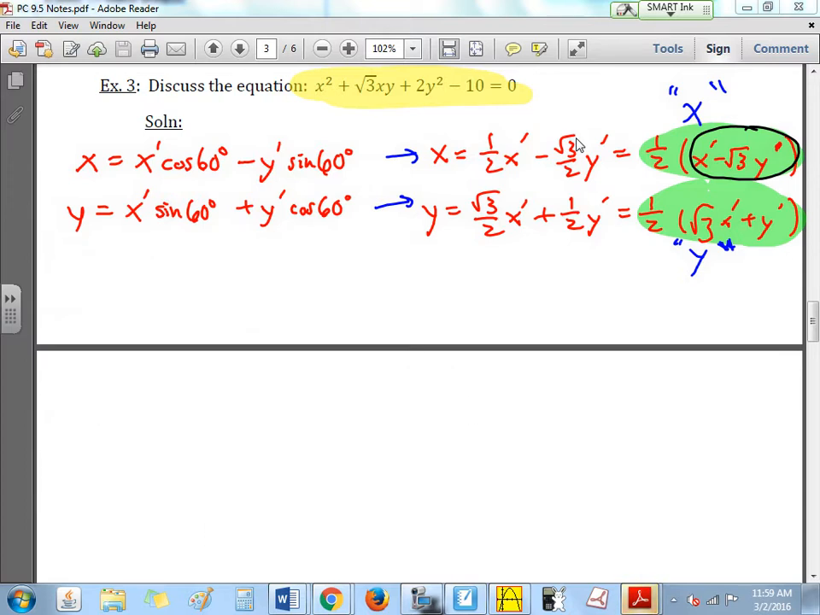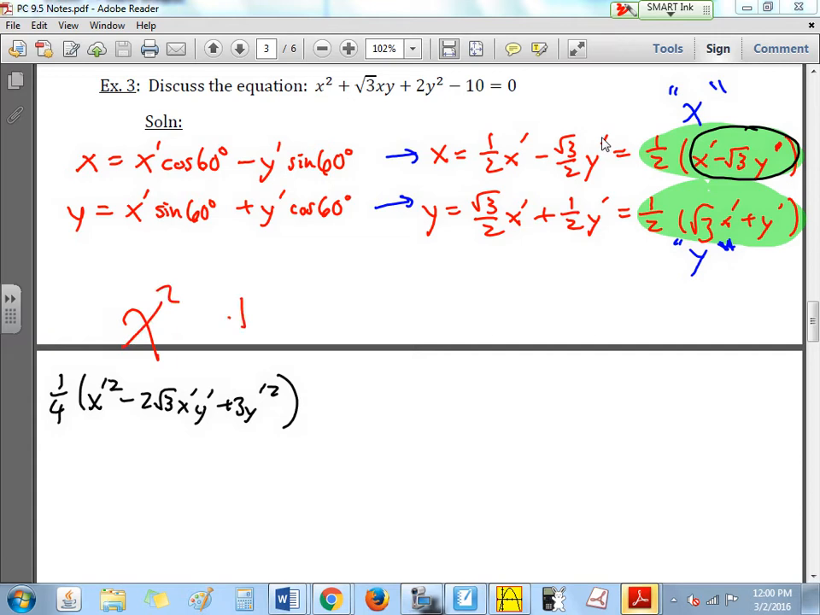Okay. So the yellow equation at the top of the board, I'll highlight in green, that thing up there, we have to write that now. So x squared was 1/4 x prime squared minus 2 rad 3 x prime y prime plus 3y prime squared. This is your old x squared. Okay. Then we have a plus rad 3 xy. So that's going to look like this now.